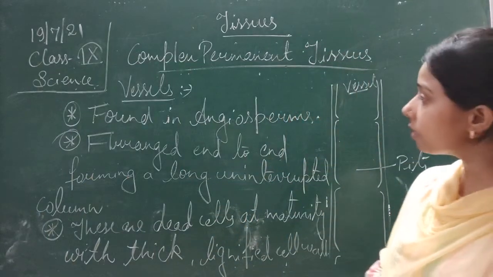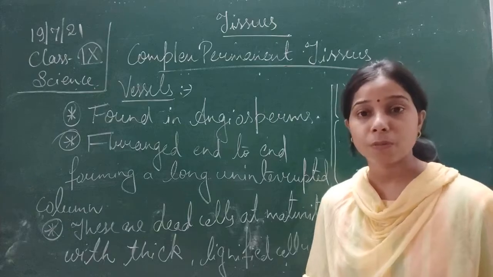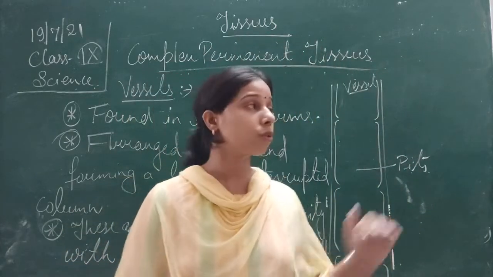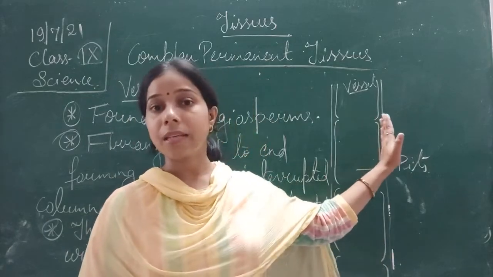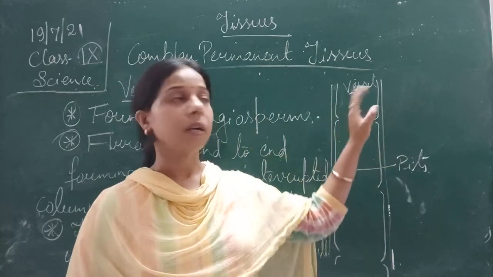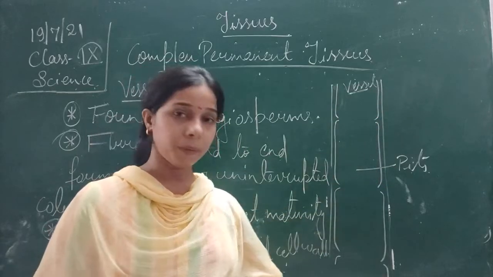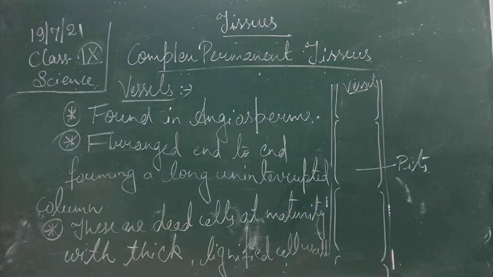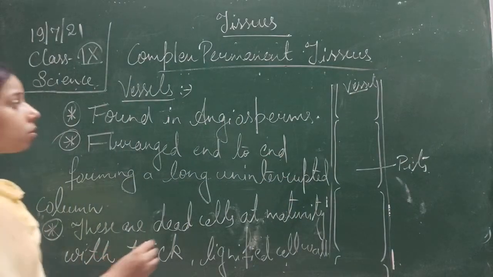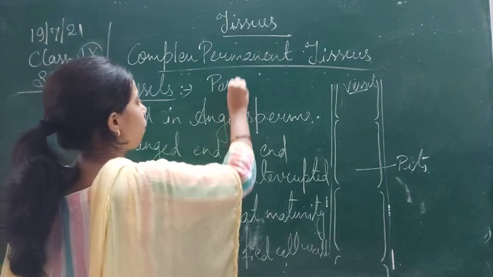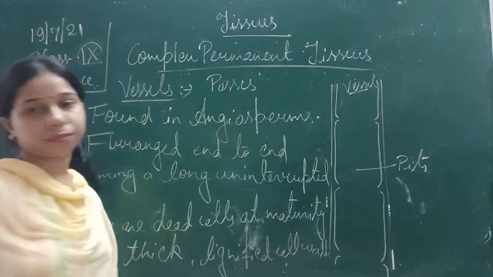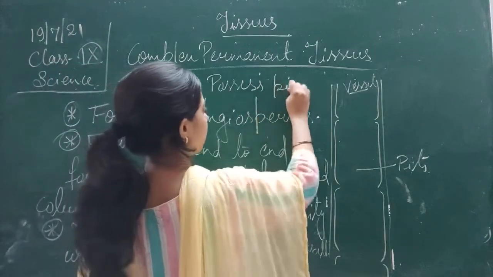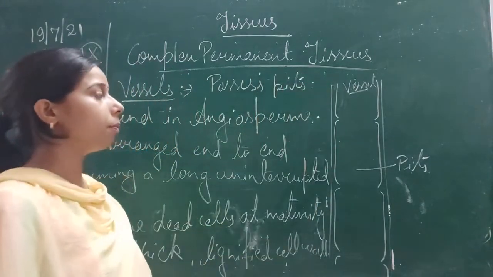So vessels are basically found in the angiosperms. They have thick lignified cell walls. They are not separated, which means there is no partition between them. The walls have been dissolved. There are no walls. They are like a hollow column through which the movement of water can take place very easily. Here also they possess pits.